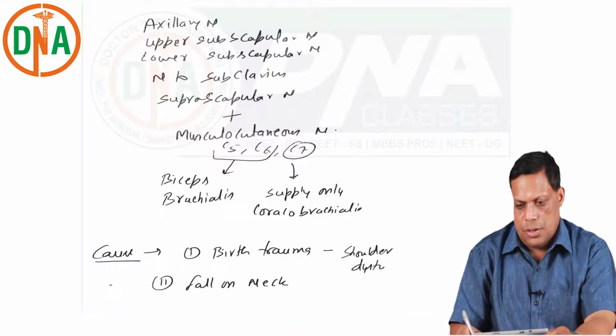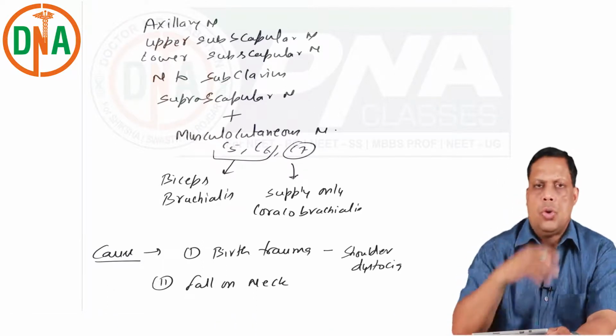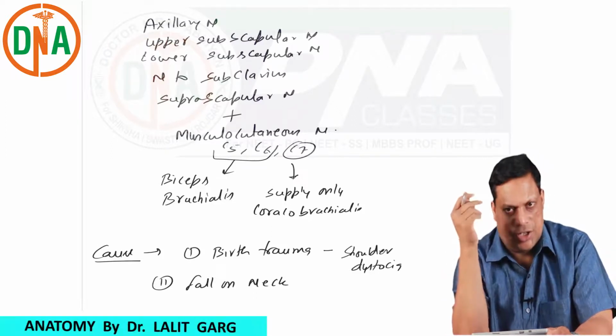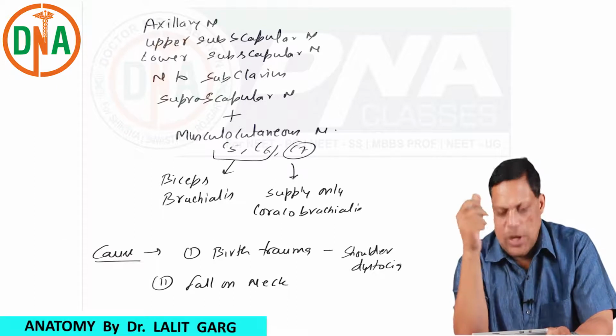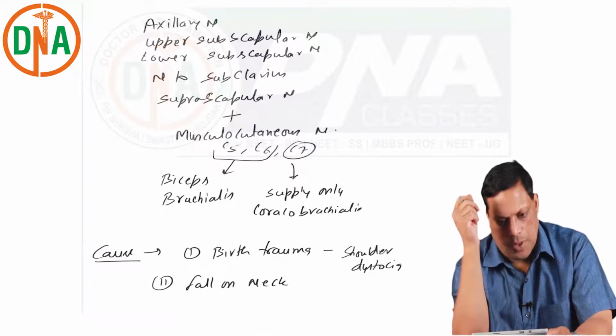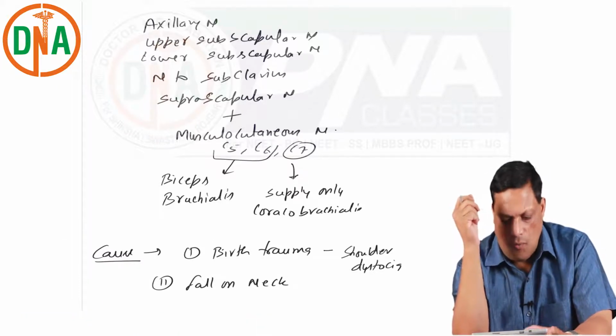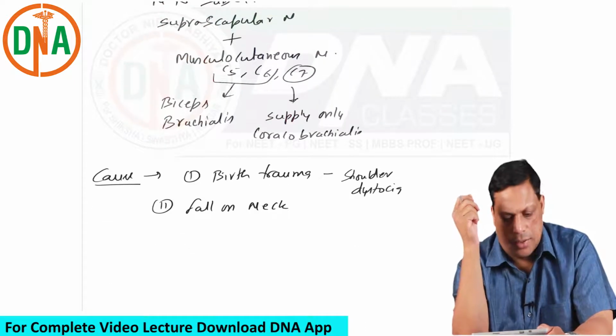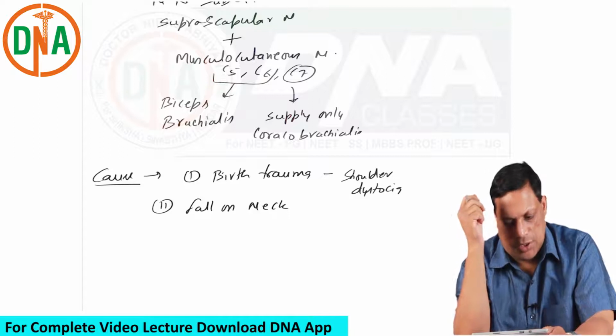Shoulder dystocia. So the head of the baby has been delivered, shoulder has stuck, so undue pulling of the neck may cause Erb's palsy. Fall on the neck also causes undue separation of the neck, so may cause Erb's palsy.